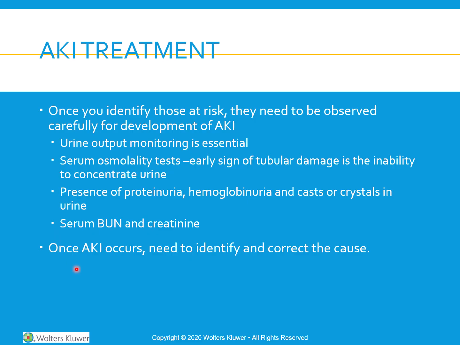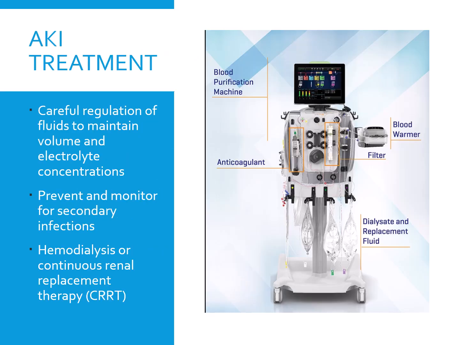And then once AKI does occur, then we need to really identify and correct whatever the underlying cause was. So with AKI treatment, we really need to first carefully regulate our fluids to maintain fluid volume, and we really need to closely monitor electrolyte concentrations to make sure that they are not getting into numbers that could cause significant morbidity and mortality in our patients. You also really need to closely monitor for and prevent any secondary infections. The risk of secondary infection is extremely high in AKI patients, and that's another one of the reasons why we see such high mortality rates in these patients. They actually develop infections from other causes, and that's what ends up causing their death.